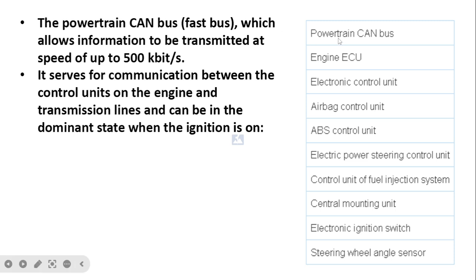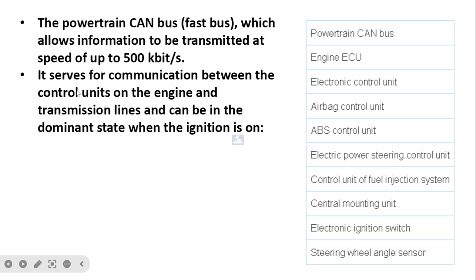Here you can see the powertrain CAN bus, engine ECU, electronic control unit, airbag control unit, ABS control unit, electric power steering control unit, fuel injection system, central mounting unit. These are main features, so they require instant reaction or instant supply. So that's why the fast powertrain CAN bus is used, which allows information to be transmitted at speeds of up to 500 kilobits per second. That is the capability of the cable used for this CAN, so they can provide instant inputs and outputs.